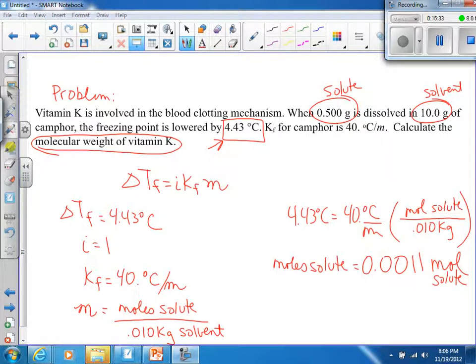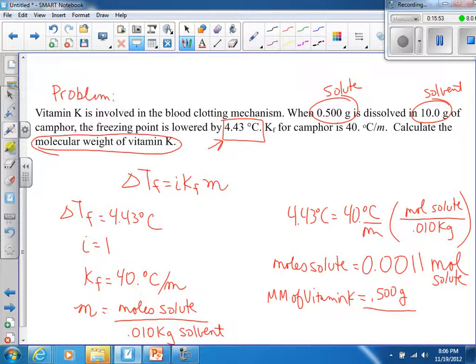And we get 0.0011 moles of solute. So our molar mass of vitamin K will be our mass of vitamin K that was given, which is 0.500 grams of vitamin K, over the moles of solute that caused the 4.43 degrees Celsius drop in that freezing point. And we know that that has to be 0.0011 moles.